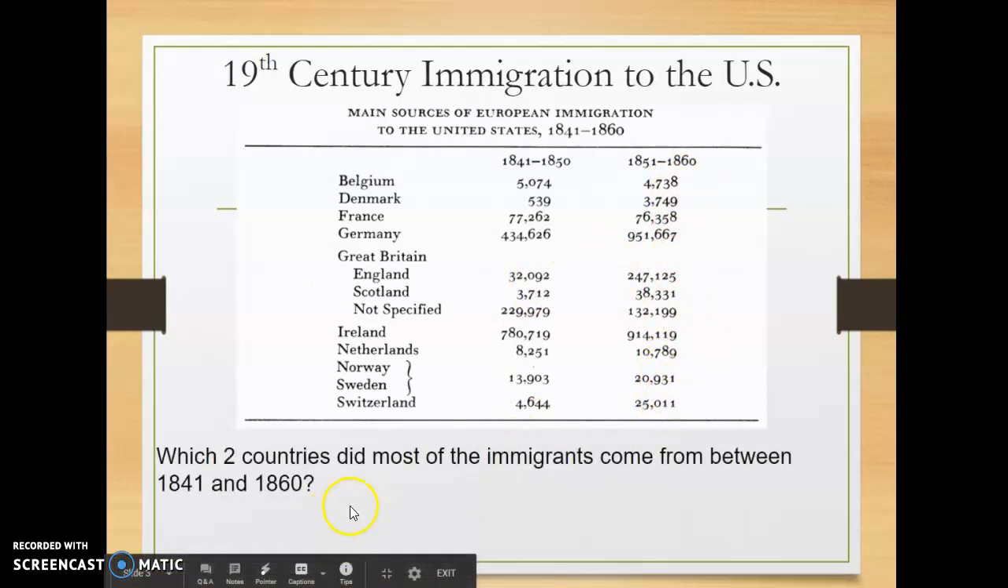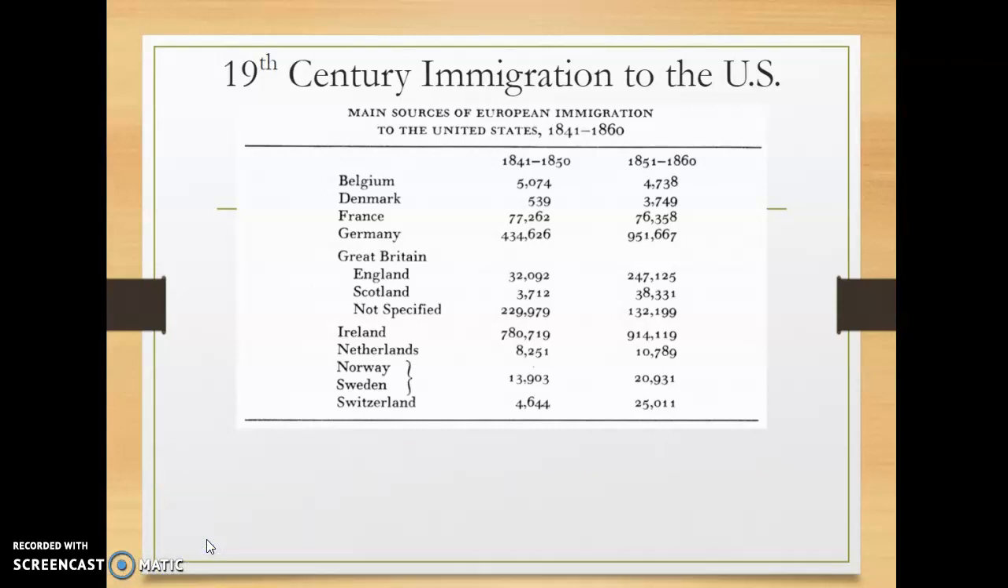And so on your paper, you'll be answering a question, which two countries did most of the immigrants come from between 1841, which is right here, and 1860. So between these years, 1841 and 1860, which two countries had the most immigrants to the United States? So I'm going to pause the recording right here, or you pause the recording, so you can take time and write down your answers.